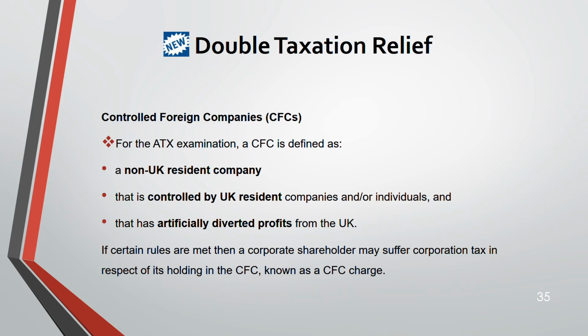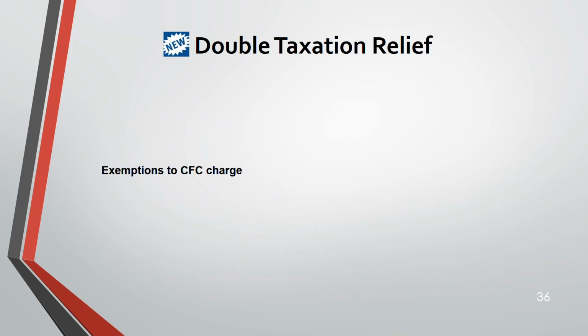Like how the degrouping charge is there for group issues. In my previous lecture, when I was doing groups and consortia, there was a degrouping charge when you leave the group with the asset in the gains group. In the same way we have a CFC charge, which could often be charged on the shareholder. They pay this corporation tax in respect of their holding in the CFC. It is known as the CFC charge. But for the CFC charge, certain rules have to be met. We'll go through those rules.